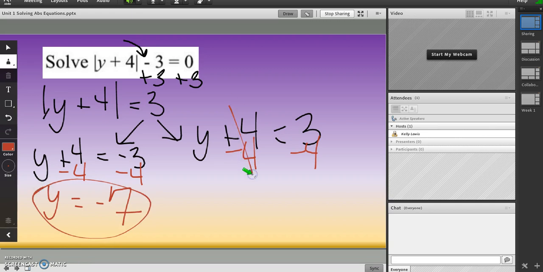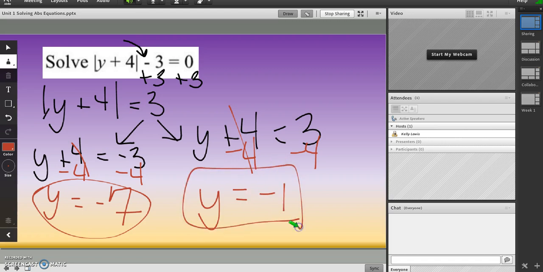And then 3 minus 4 is negative 1. And so if we check it, negative 7 plus 4 is negative 3, but the absolute value of negative 3 is positive 3. And positive 3 minus 3 is 0, so that one works. And then we have negative 1. So negative 1 plus 4 is positive 3. Absolute value of positive 3 is positive 3. Minus 3 is also 0, so it works.